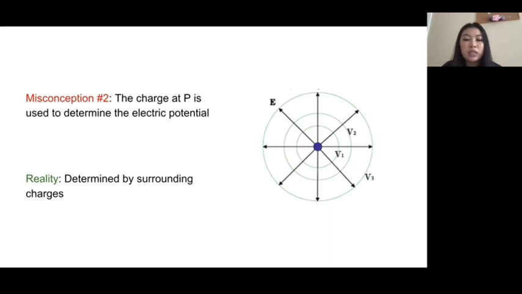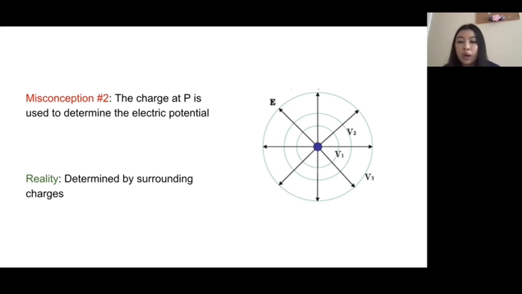Another misconception is that electric potential can be determined using the charge at the point P, but in reality, it is actually determined by the environment created by the surrounding charges and not the charge at the actual point. So in a problem, one might be given the charge at point P and Q and asked to find the electric potential due to that charge. And in that case, it might be tempting to use Coulomb's law that incorporates both charges into the equation. However, electric potential energy only depends on the surrounding charges and not the charge at the actual point.